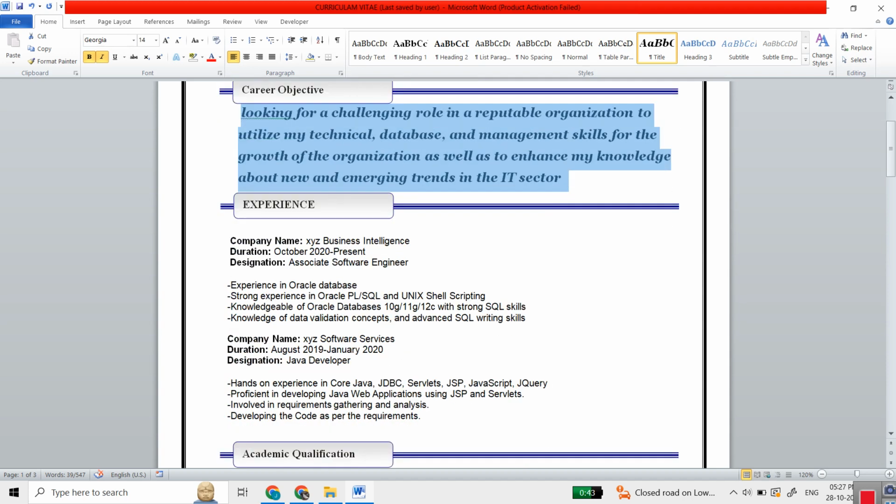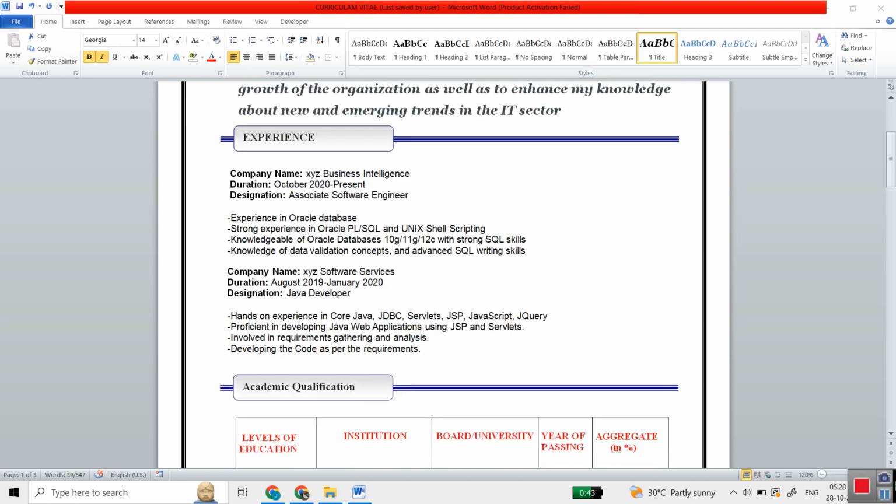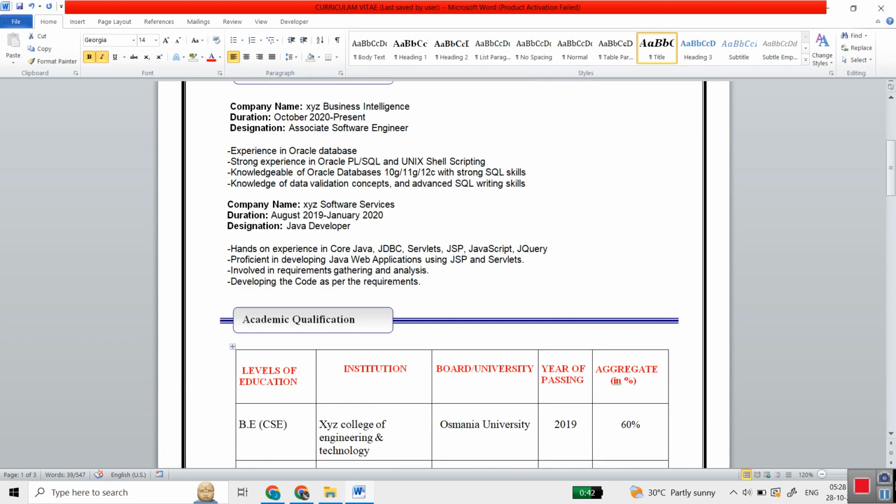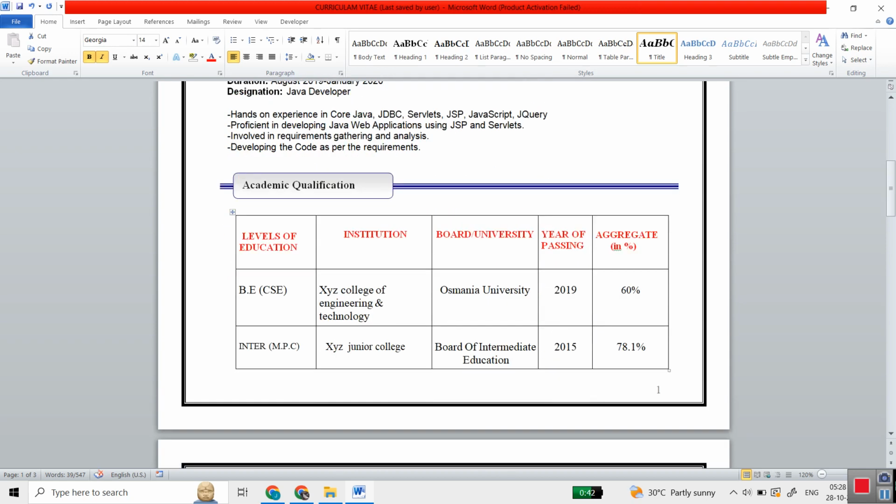Next thing is experience. Here I have mentioned the experience, but as a fresher this is not required. If you have done an internship, then you can mention the company name, duration and designation, and what you have done there. Freshers can ignore this, and if they have internship experience, they can put it. Mention some four bullet points on what you have done, like hands-on experience of 6 months. After this comes academic qualification. You need to mention levels, education, percentage, all these things in academic qualifications.